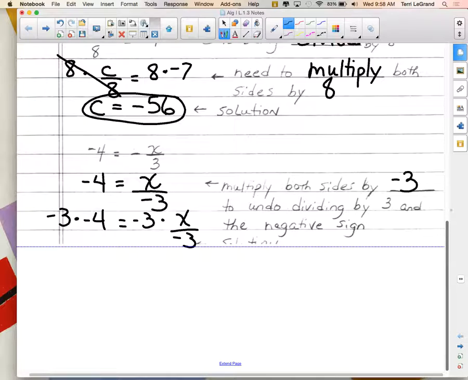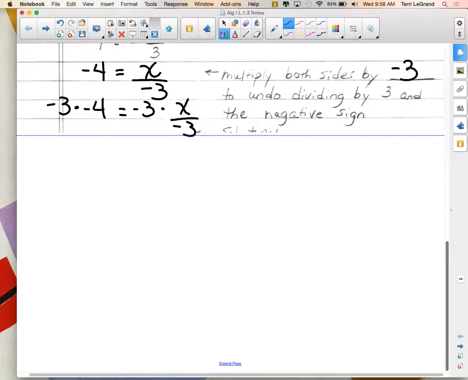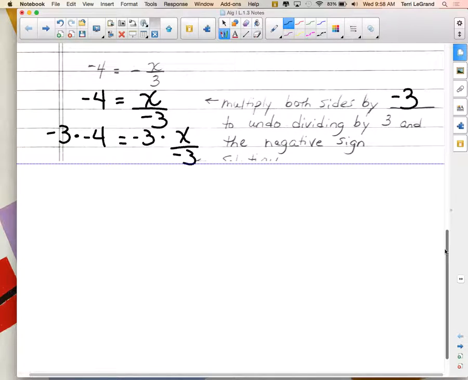That takes care of that negative sign out front. It takes care of that 3 for us. These will cancel out. x will be by itself. And a negative times a negative over there is a positive. 3 times 4 is 12, just like 4 times 3 is also. Okay. So our solution is x equals 12.